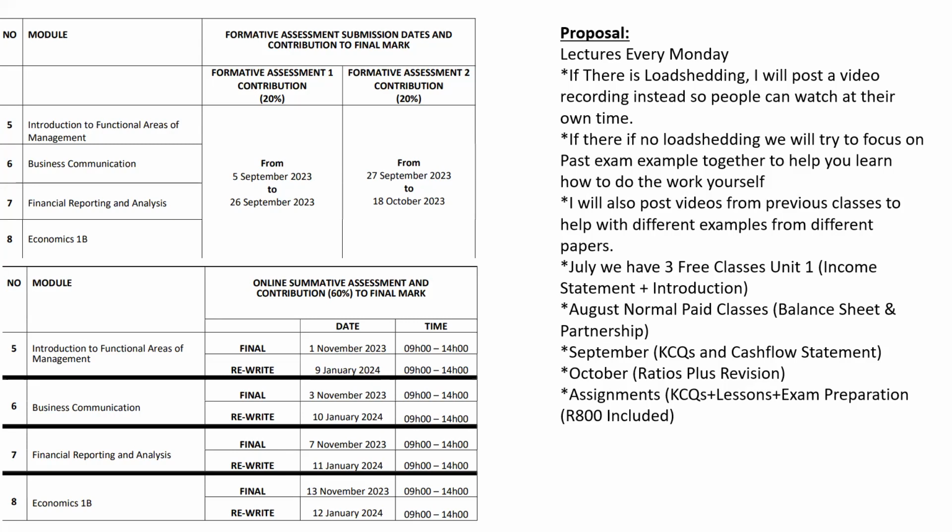Right. So we are going to go through the assignment together, the first KCQ, that is 5 September. We're going to go together through the second KCQ, that is 27 September. And then I'll prepare you after the KCQs are done. I'll start doing past exam paper revisions with you guys so that when the exam comes, you are ready for it.